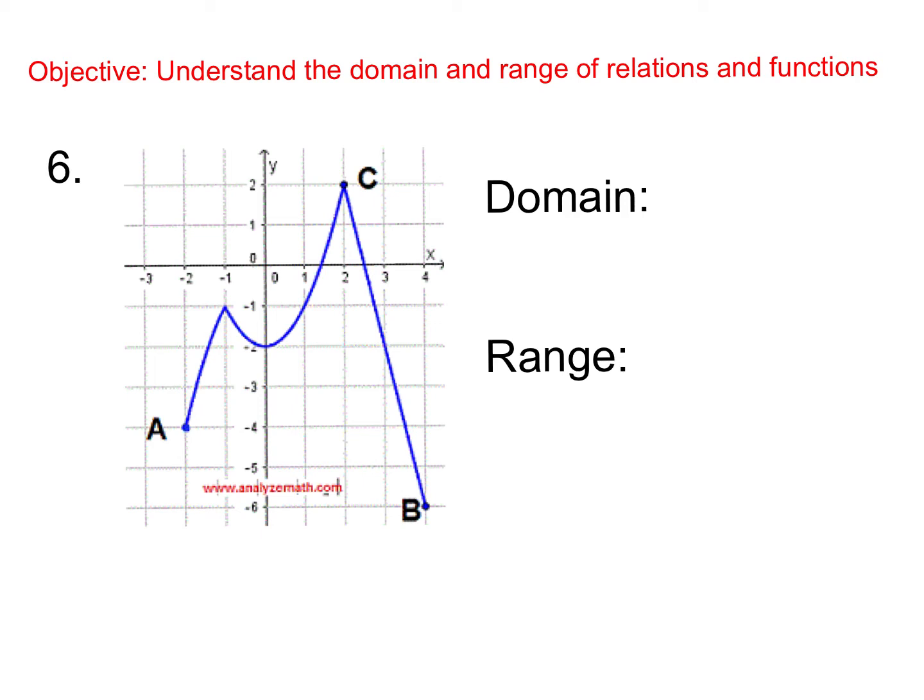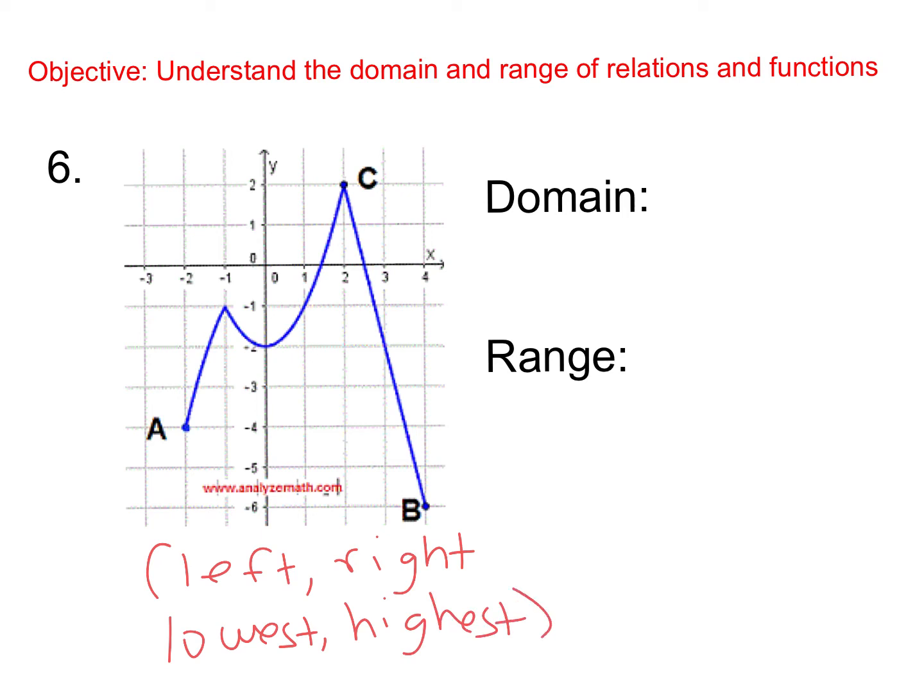Okay. So now we're going to spend some time looking at graphs and finding the domain and range. So really look at the left comma right and then lowest comma highest for this one. All right, so what x value is farthest to the left? Negative 2 right here, right? What x value is farthest to the right? 4. Now notice I didn't put the parentheses around them because we have to write something else down that I haven't talked about yet.